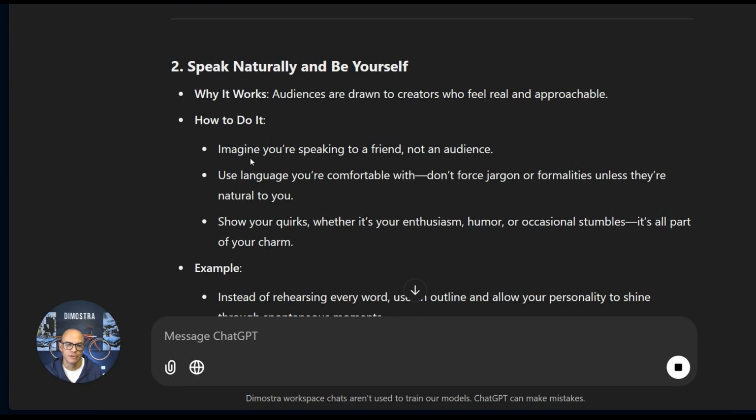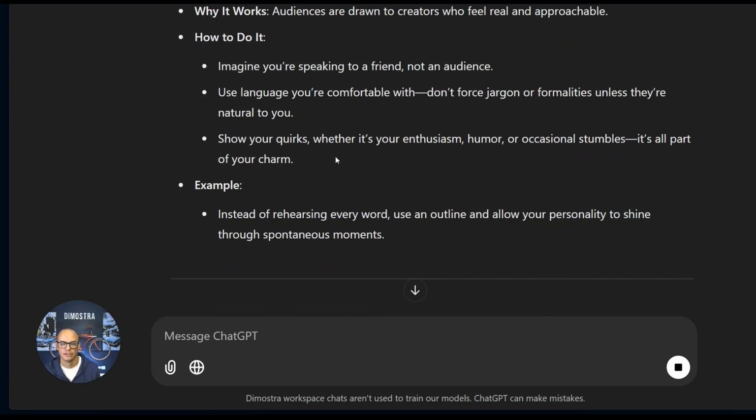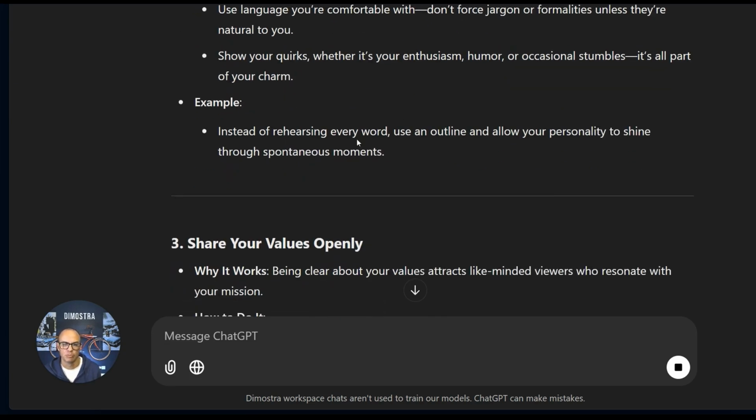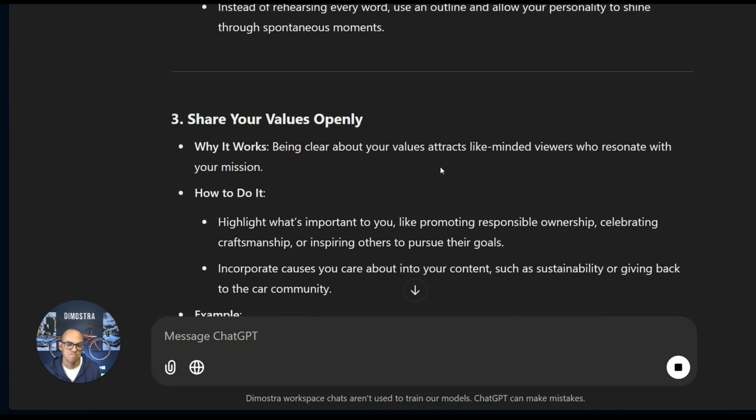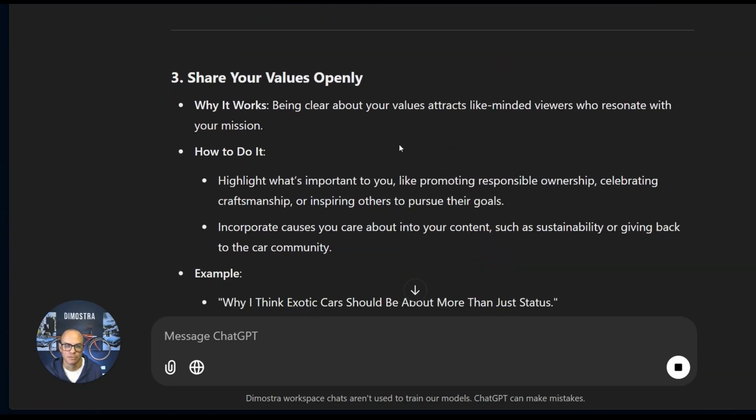How to do it. Imagine you're speaking to a friend, not an audience. Use language you're comfortable with. Don't force jargon or formalities unless they're natural to you. Show your quirks, whether it's your enthusiasm, humor, or occasional stumbles. It's all part of your charm. An example, instead of rehearsing every word, use an outline and allow your personality to shine through spontaneous moments. These are great tips.